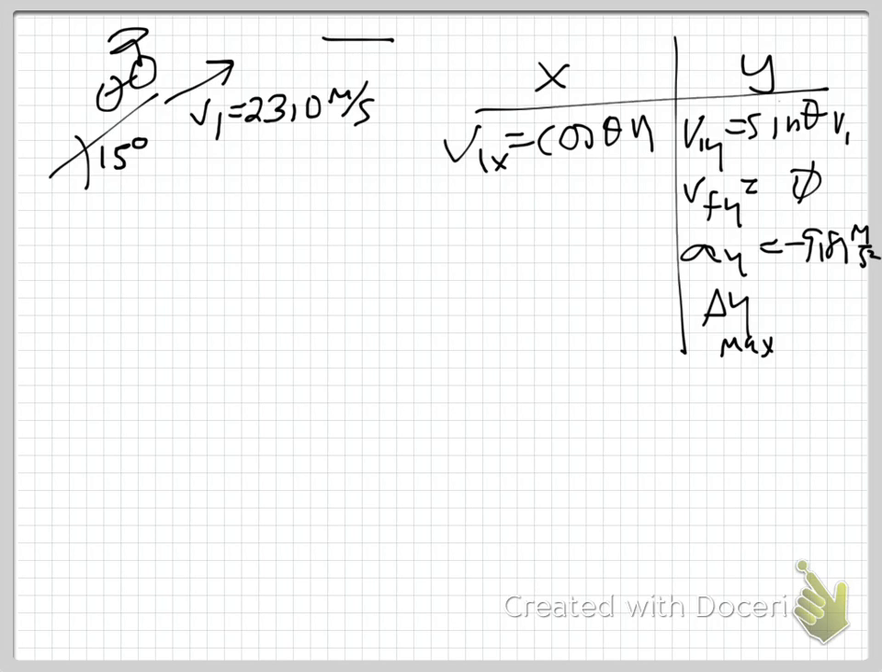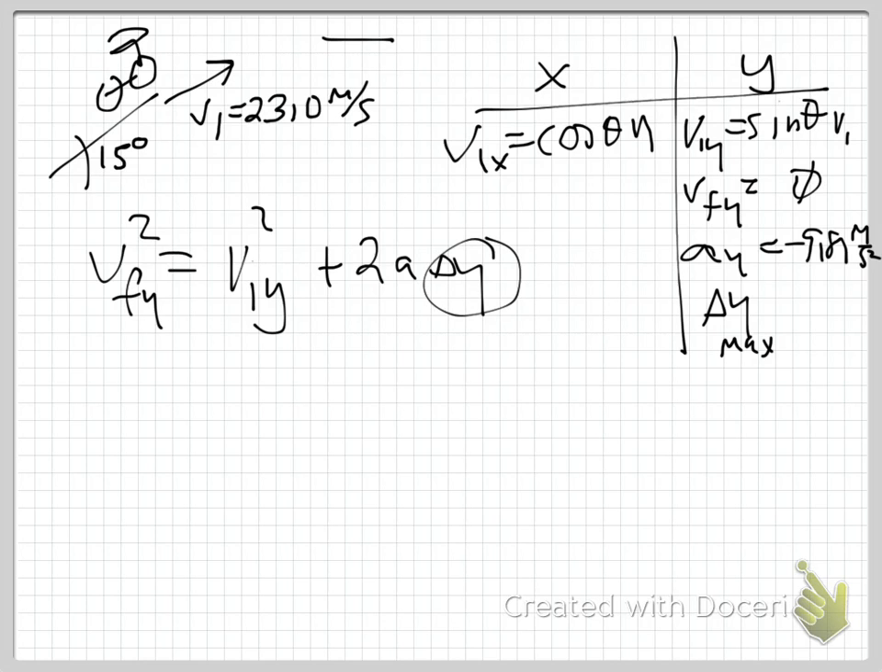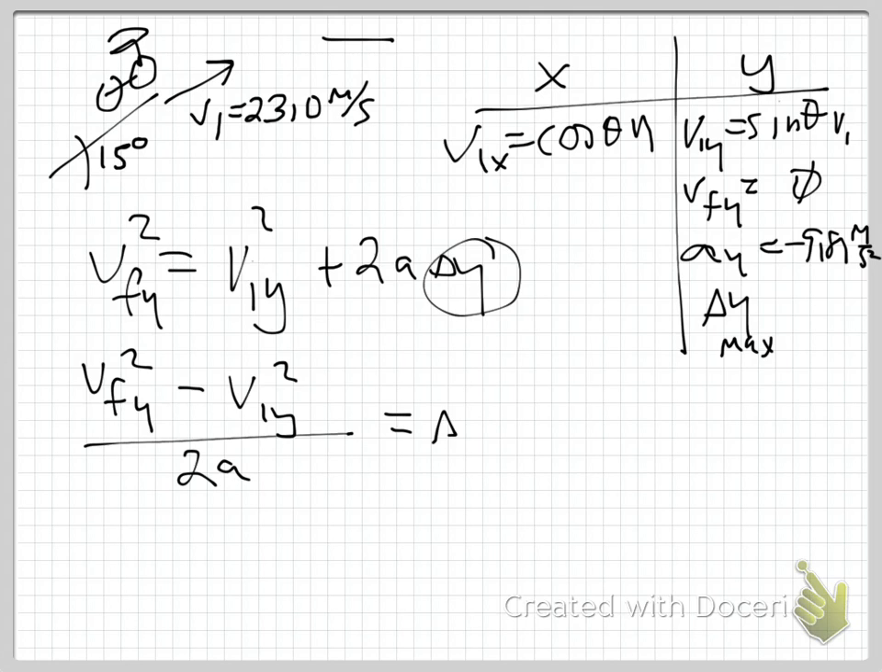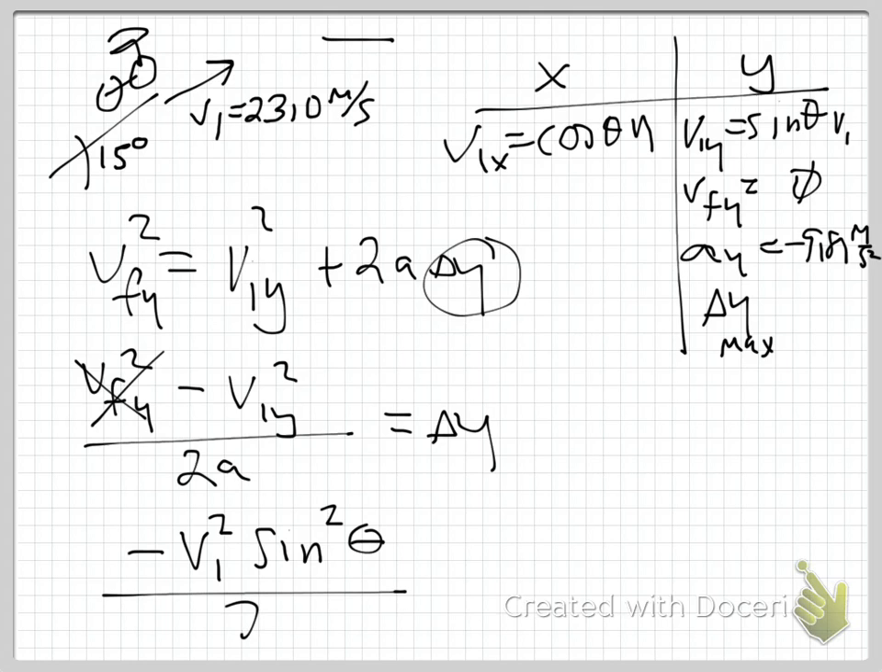The most common mistake here is the same one I made in the last problem, forgetting to use VIY and using the entire VI, because not all the VI is on the y-axis. So we can use VFY squared equals VIY squared plus 2a delta y, solving for delta y. We know that's 0. So the negative of, now we're going to do our substitution, VI squared sine squared theta over 2a will give us our delta y max.